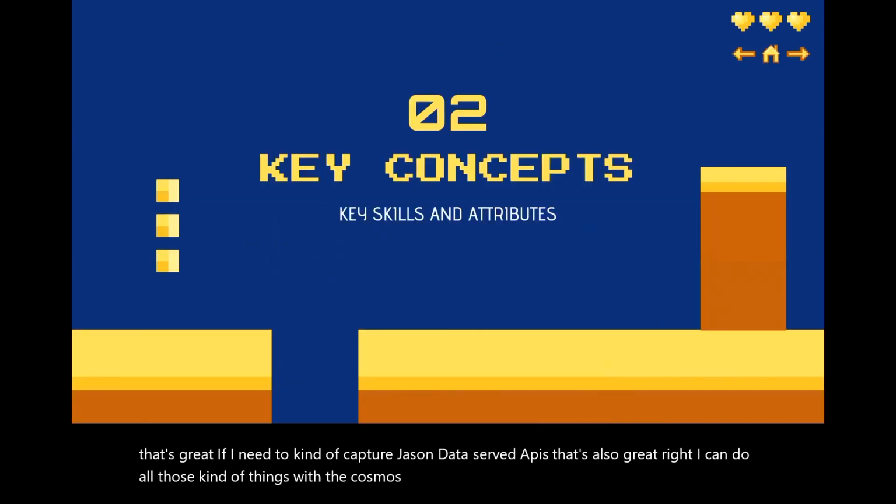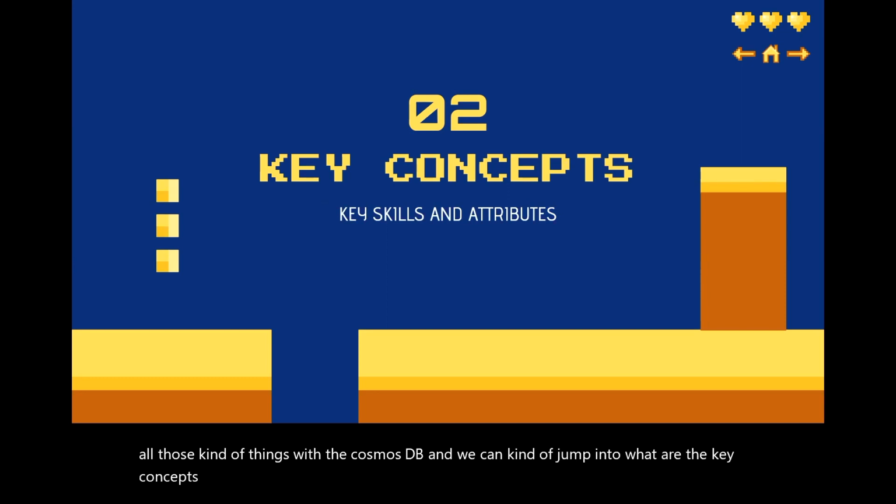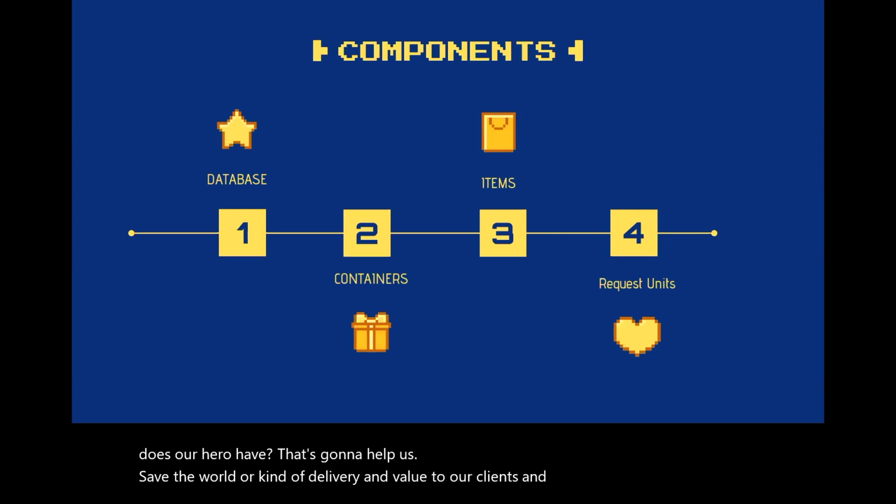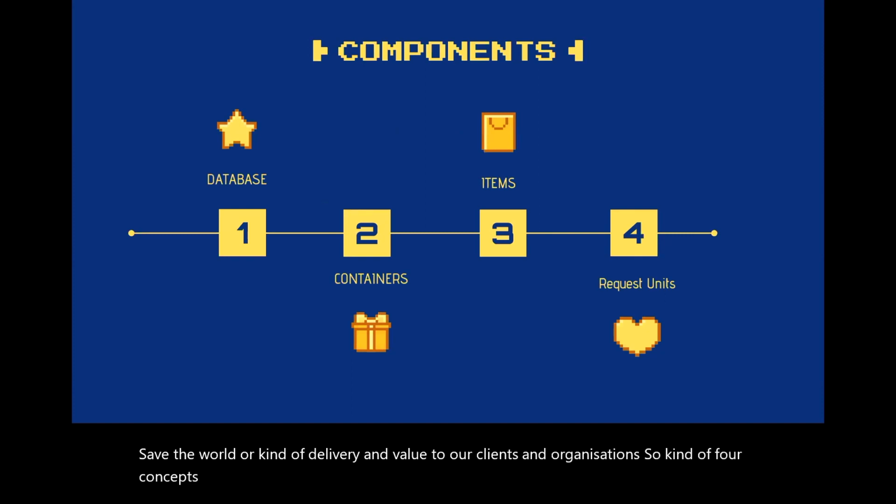And we can jump into what are the key concepts, right, about Cosmos. So what attributes and skills does our hero have that's going to help us save the world or deliver value to our clients and organizations? So 4 concepts I want to talk about. I really want to talk about 5, but I didn't have time before the few minutes were behind, and I definitely don't have time now to talk about it.